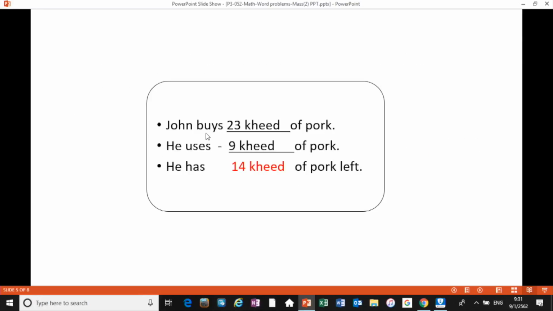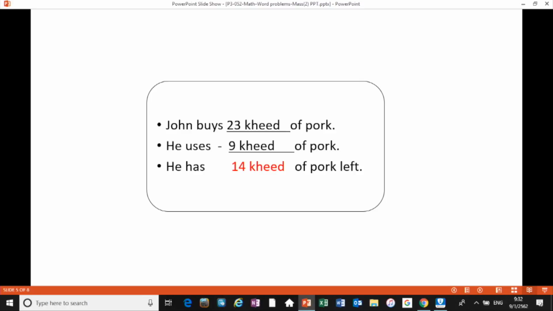And here you can see in a simpler term. Ready, all together? John buys 23 keys of pork. He uses 9 keys of pork. He has 14 keys of pork left. Yes. 23 minus 9, 14.